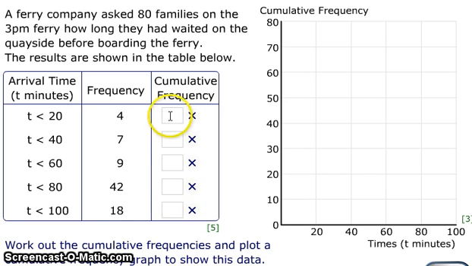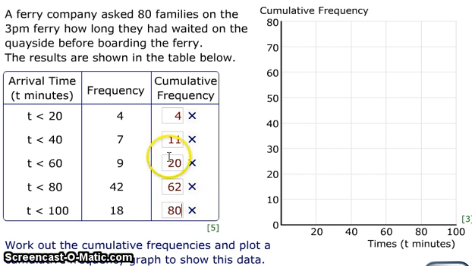In developing the cumulative frequency, what you do is start with the first frequency, which is 4, and you do a summation of the frequencies here. So we would have 4 plus 7, that gives us 11, and then we have 11 plus 9, that gives us 20, and then you add 20 plus 42, that is 62, and then we have 62 plus 18, that gives us 80.